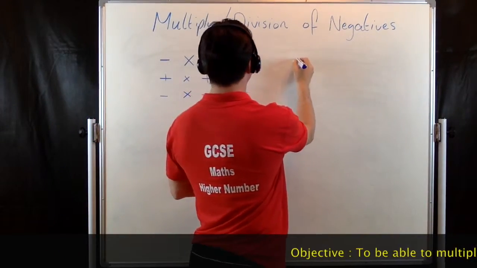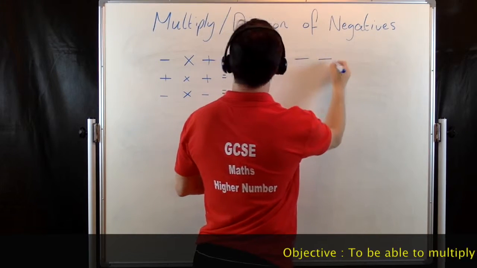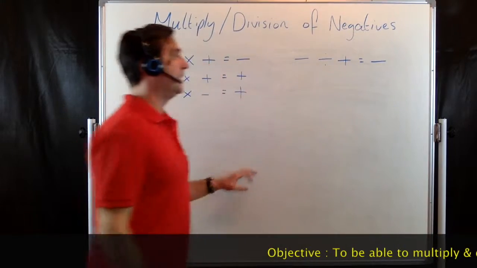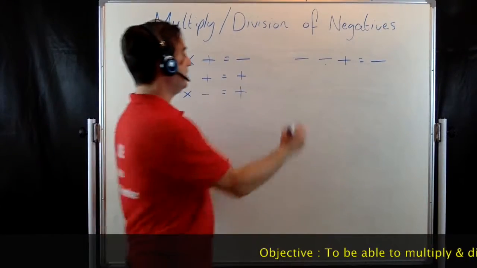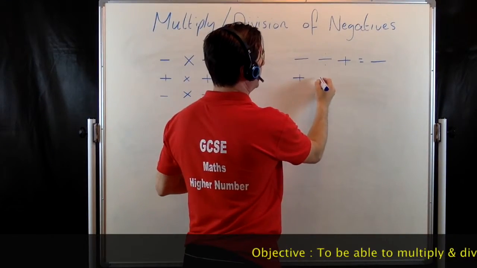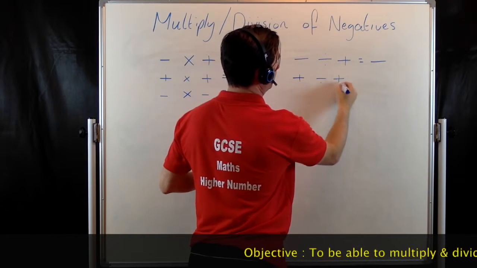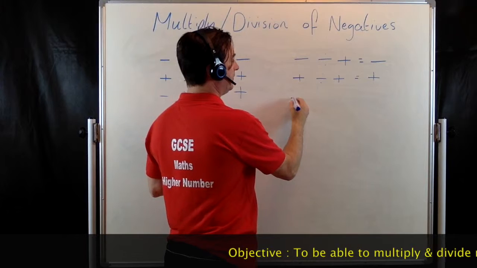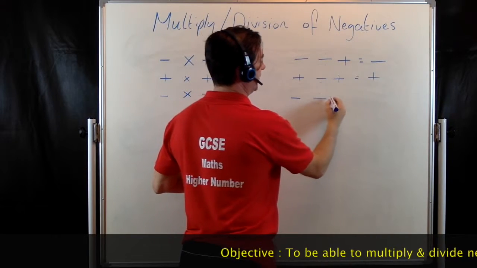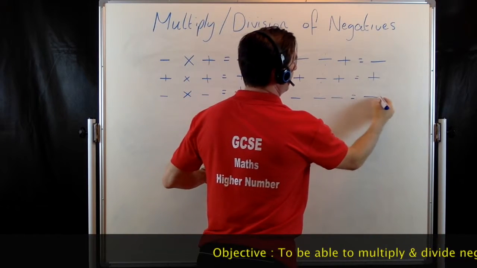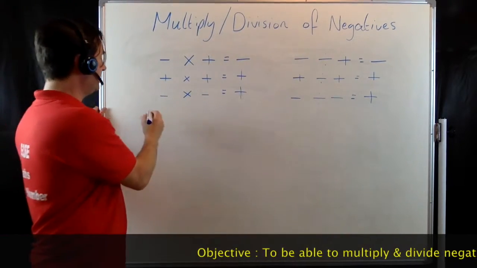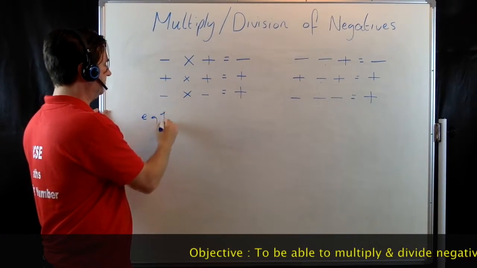So if you've got a negative and you're dividing it by a positive in either order, that's going to give you a negative answer. If you've got a positive and you're dividing it by a positive, it will give you a positive answer. But if you've got a negative that you are dividing by a negative, that will also give you a positive answer. So let's have a look at a couple of examples here.